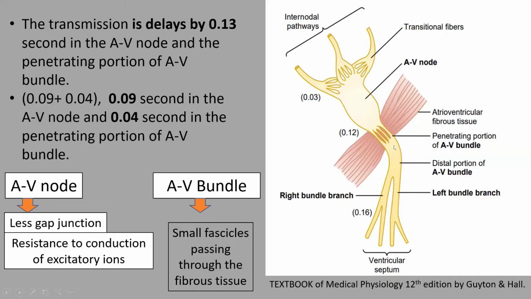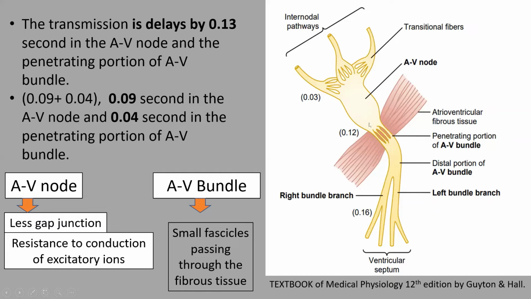So it delays by 0.04 second, and then it reaches the bundle branches, left and right. If we add 0.04 second to 0.12 second, almost 0.16 second is required to reach the bundle branches. As soon as they reach the bundle branches, it goes to the Purkinje fiber, and the transmission is very fast. Purkinje fiber transmission is very fast.